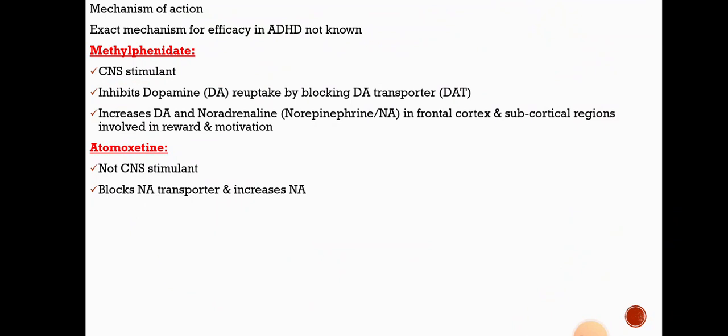The mechanism of action of these two drugs is unknown, but there are some contributory mechanisms. The first one is methylphenidate. It is a CNS stimulant. If you are taking this drug, what will happen? It inhibits dopamine reuptake and blocks the dopamine transporter. Because it blocks the dopamine transporter, it reduces the hyperactivity in children, and it increases the dopamine and noradrenaline levels.